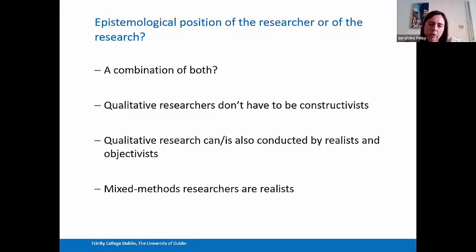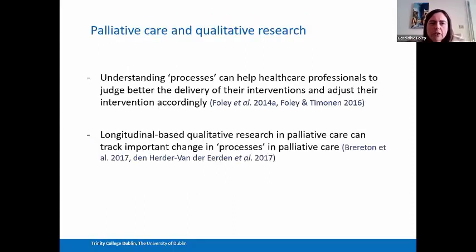Some areas of the humanities and social sciences tend to be more towards severe constructivists. But in healthcare and health sciences, we very much see ourselves as realists and objectivists who can apply qualitative methods. And in mixed methods research, which is both quantitative and qualitative used together to answer a research question, people who undertake it are very much realists. So enough of the epistemology and ontology of research methods.